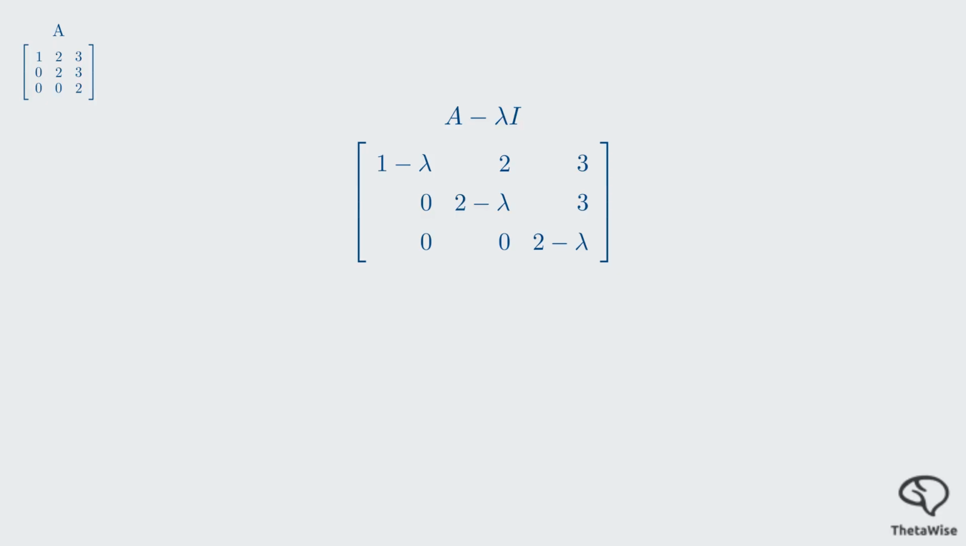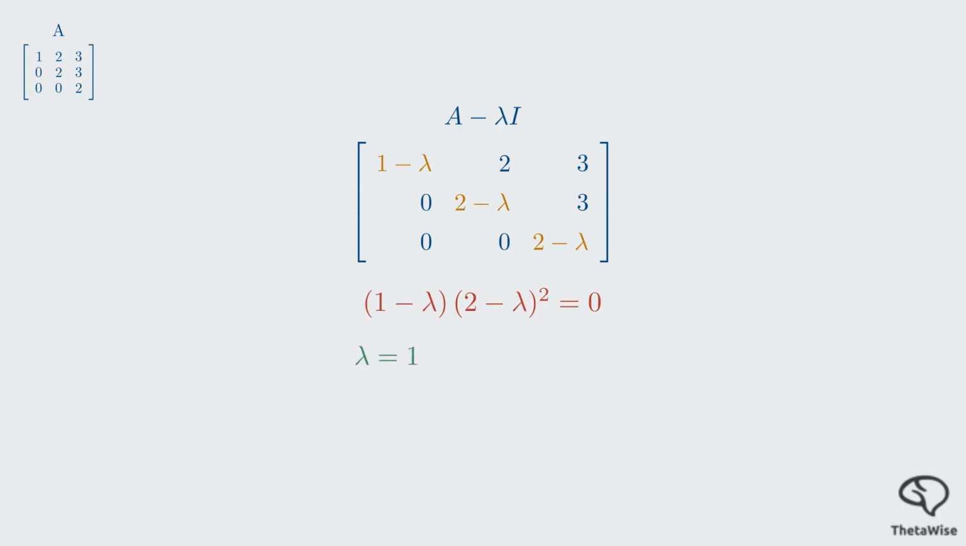Since A is upper triangular, subtracting lambda from the diagonal gives A minus lambda I equal to the matrix with diagonal entries 1 minus lambda, 2 minus lambda, and 2 minus lambda, while the entries above the diagonal remain 2 and 3. The determinant of a triangular matrix is the product of its diagonal entries. Therefore, the characteristic equation becomes (1 minus lambda)(2 minus lambda)(2 minus lambda) equal to 0. In expanded notation, this is (1 minus lambda) times (2 minus lambda) squared equals 0.